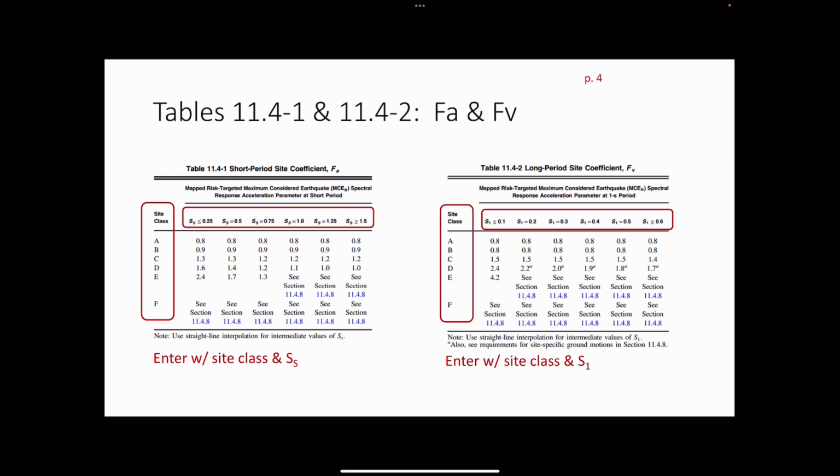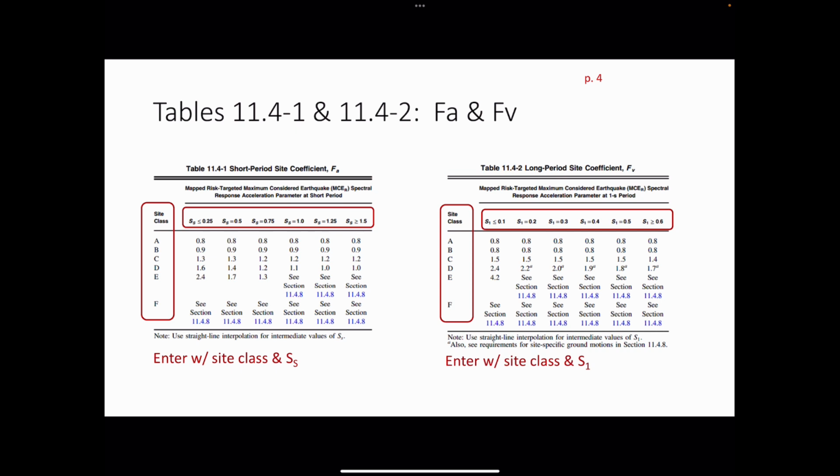All right, so next up, once you determine that site class, and then you already have the SS and S1 values from the maps, then the next step is to determine these site coefficients, FA and FV. So those are from these two tables, which are also on page 4 of your handout. You enter them with the site class and then with the mapped value.